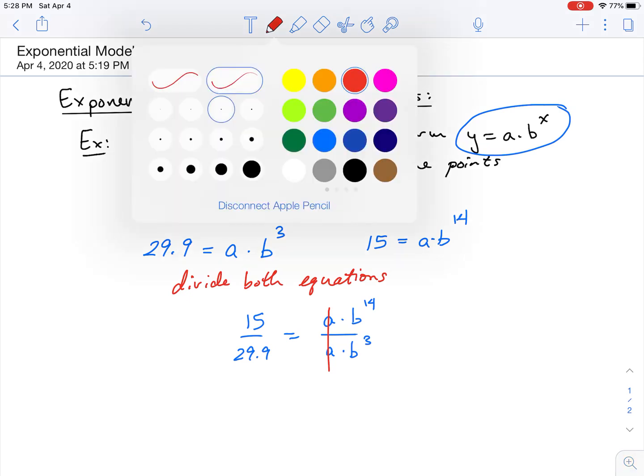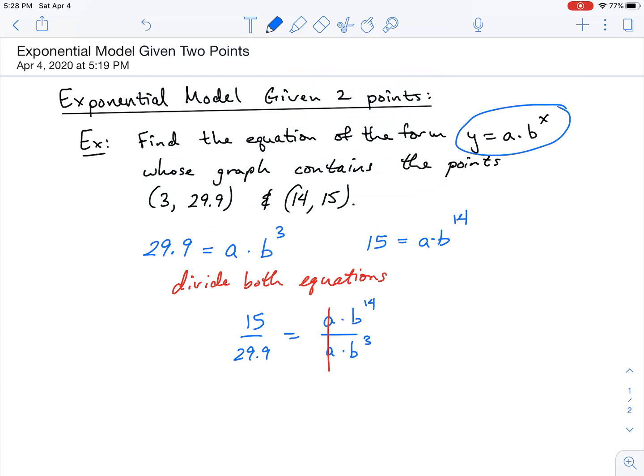And in fact, it does more because the b's will simplify. And in this case, you'll get b to the 11. You subtract those powers. From here, you just take the 11th root of both sides. And so the b is the 11th root of 15 divided by 29.9, which is approximately 0.9392.